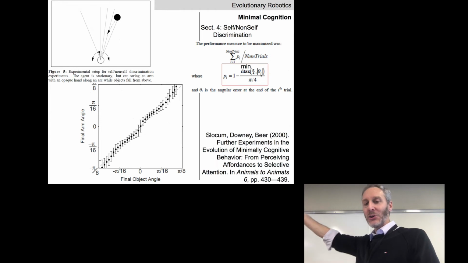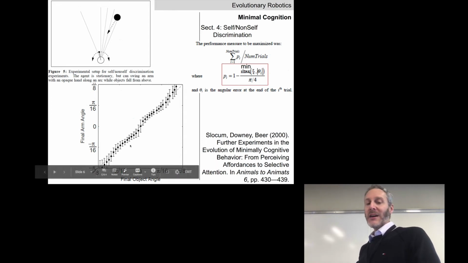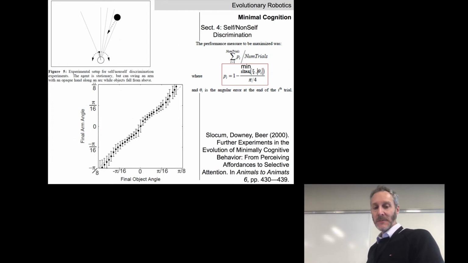Again, I think they did this in an overly complicated way. You could probably write a simpler version of this. Basically, just get theta to zero in all of the num trials cases. Okay, so off we go. We evolve our CTRNs. We get back the CTRN at the end of the evolutionary algorithm that has the highest value of this. And we then replay that evolved CTRN in lots of different situations.